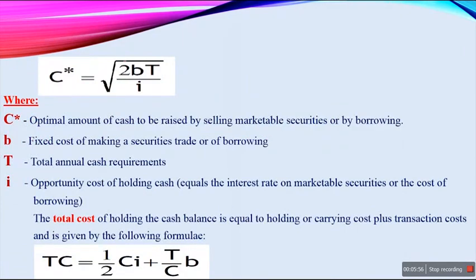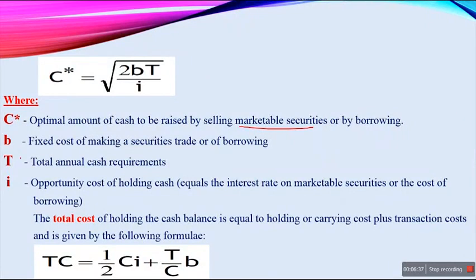The Baumol's model is based on this formula, whereby C equals the square root of 2 multiplied by B multiplied by T divided by I. In this formula, C represents the optimal amount of cash that is to be raised by an organization. And this optimal amount of cash can be raised in two different ways. It can be obtained by selling marketable securities or by borrowing. Marketable securities in this case refers to items like treasury bills.